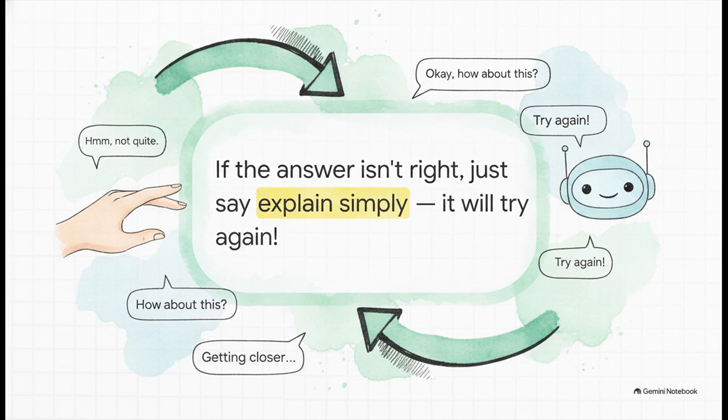AI is incredibly patient. It doesn't get frustrated. It doesn't judge you. If the answer isn't right, just keep chatting. You can literally type back, "Can you explain that more simply?" Or, "Actually, scratch that. I wanted recipes without dairy." Treat it just like an ongoing conversation until you get exactly what you need.